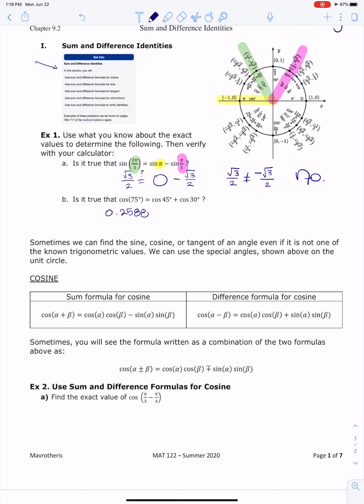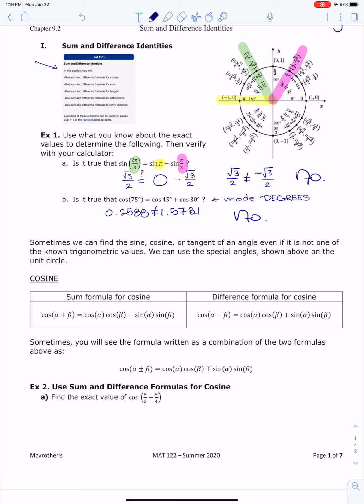If I plug in the cosine of 45 degrees plus the cosine of 30 degrees, remember that my calculator needs to be set to degrees in terms of the mode. You will get something different if it's still set to radians. Cosine of 45 degrees plus the cosine of 30 degrees, I get 1.5731. Those are not equal. So no, it's not true that the cosine of 75 degrees equals cosine of 45 plus cosine of 30. So we can't just break that argument apart into two separate pieces.